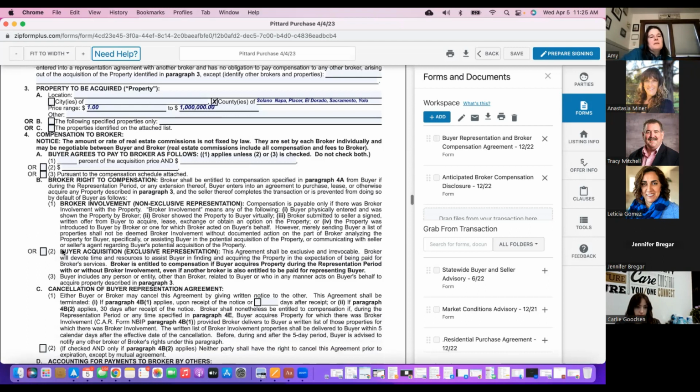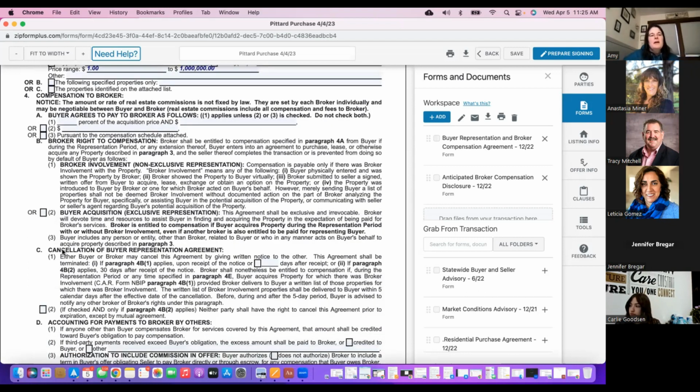Compensation to broker. This is the important part, section 4. Notice the amount or rate of real estate commissions is not fixed by law. They are set by each broker individually and may be negotiable between the buyer and broker. The real estate commissions include all compensation and fees to broker.